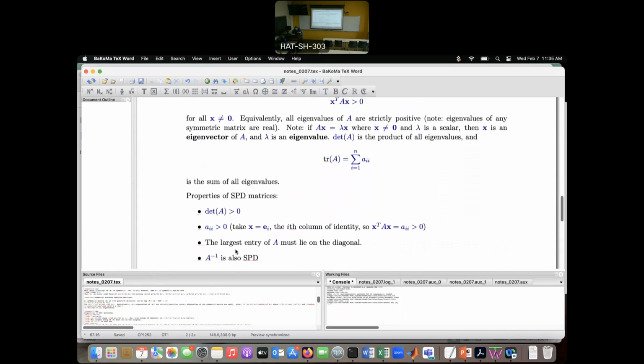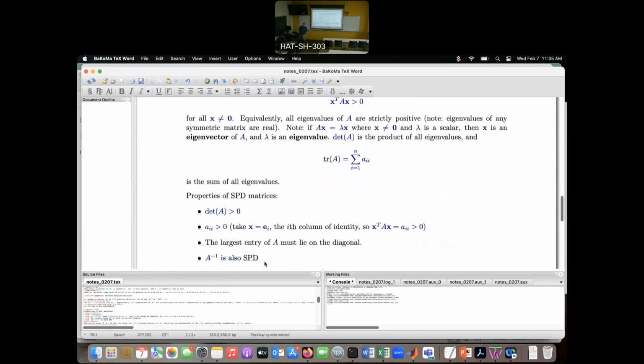And then, because all the eigenvalues are positive, the determinant is positive, so we know from that alone that A is invertible. But we also have that A inverse is also SPD, which makes sense because whatever the eigenvalues of A are, the eigenvalues of the inverse are the reciprocals. So the eigenvalues are positive, and certainly the eigenvalues of A inverse are also positive.